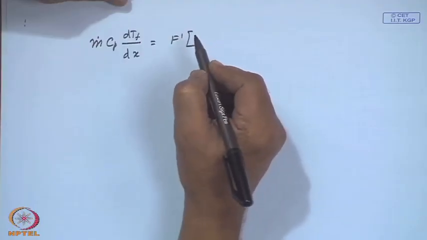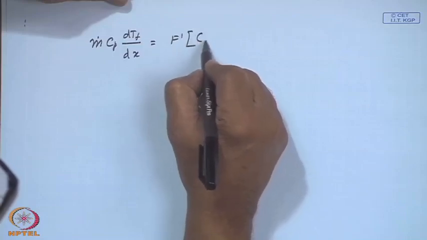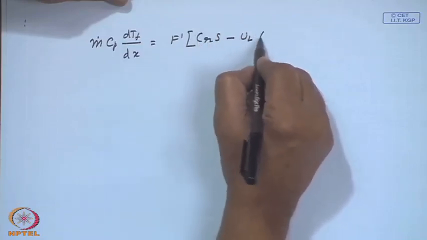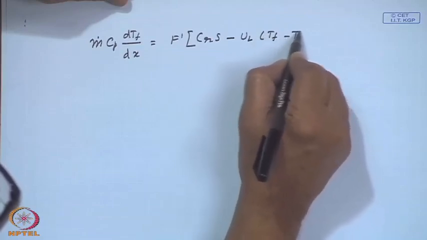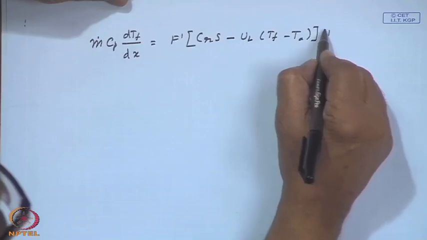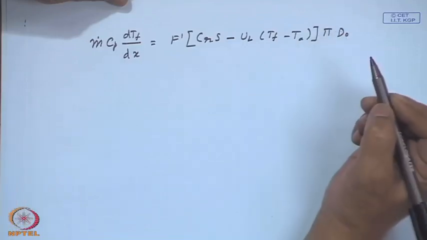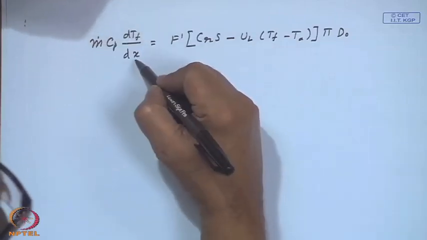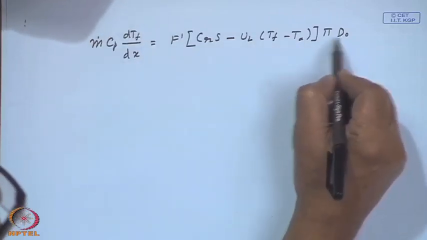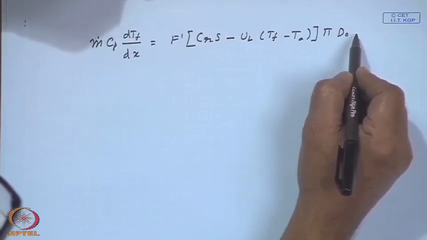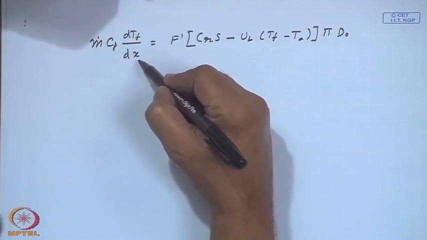F dash, the collector efficiency factor, into concentration ratio times the absorbed energy minus UL into TF, the fluid temperature, times your area, which is pi d naught per unit length. Since dx is over here, I will write it only as pi d naught, and if I transfer onto the right hand side, you will have the temperature increase due to a length of dx.